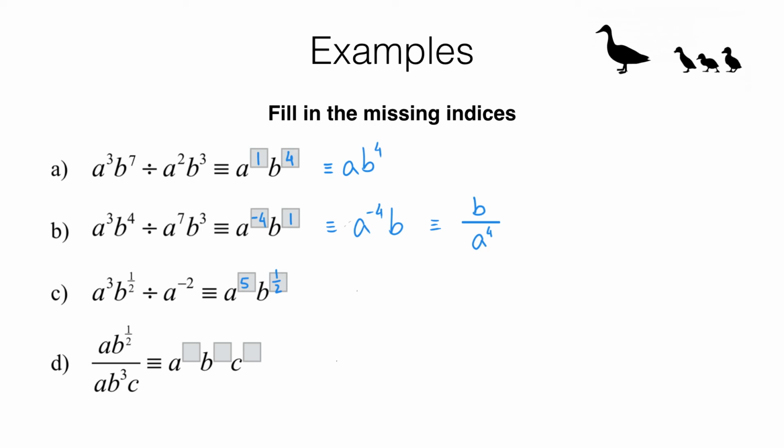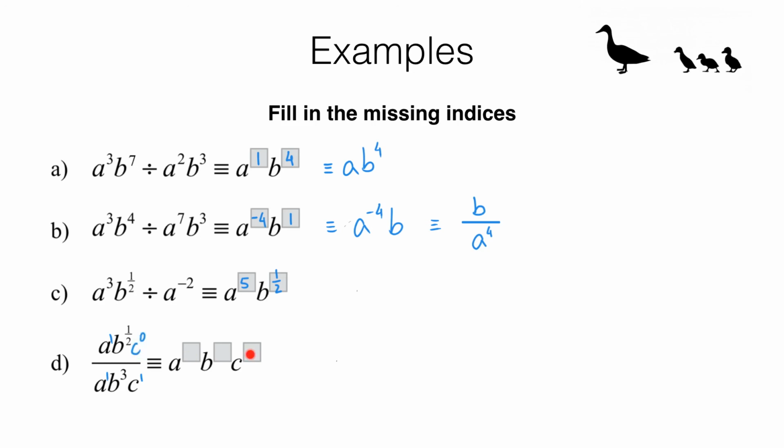Here's what you should have got. We've got a multiplied by b to the power of a half over a multiplied by b cubed multiplied by c. So we've got products, and we've got some of the same bases in these powers. Let's put in the invisible numbers. We've got a to the power of 1 here, and a to the power of 1 here. We've got c to the power of 1 here, and we can think of c to the power of 0 in the numerator.